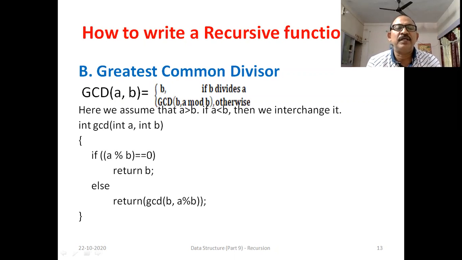And what is the recursive case? GCD(B, A mod B). Okay. And here the mod function is defined by the percentage sign in the C language. So this way we can write a recursive function for the greatest common divisor. Okay.